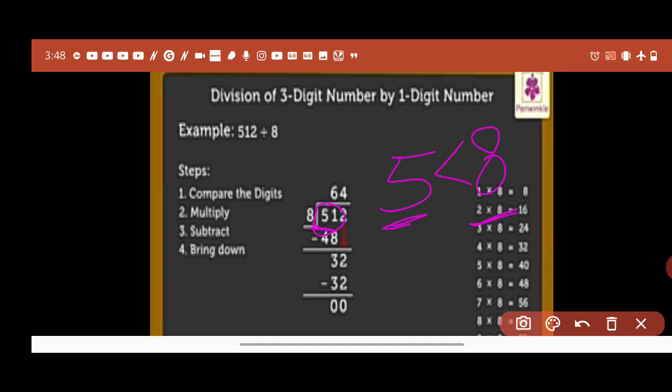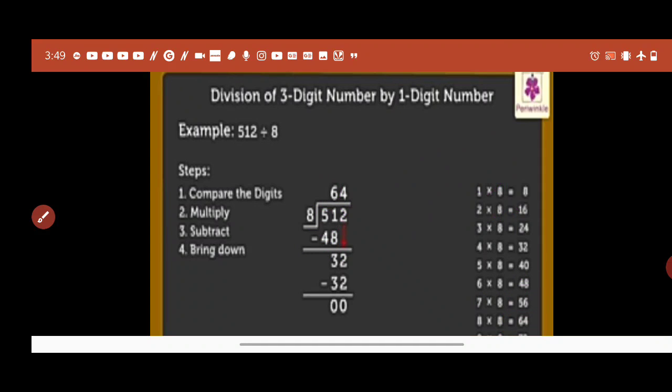Now just see whether 51 comes in the table of 8 or not. No. So take the next smaller number. Which is the next smaller number after 51? 48. By how much is it going? 6 8's are 48. Right? So 8 6's are 48. Write down 6 at the tens place and bring down 48. Now subtract 48 from 51. We get 3. Now bring down 2 and we get the answer 32.